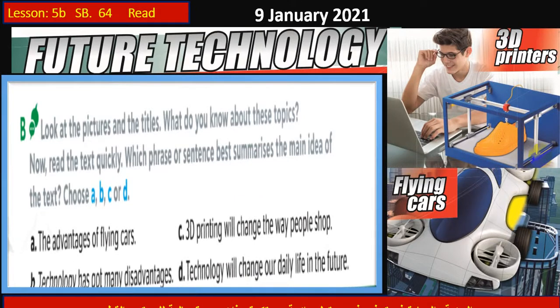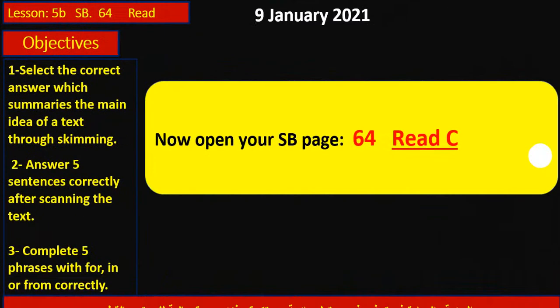Here we are. What do you think? Have a look. A. The advantages of flying cars. B. Technology has not many advantages. C. 3D printing will change the way people shop. D. Technology will change our daily life in the future. So your answer? That's right, it's D. Thank you.